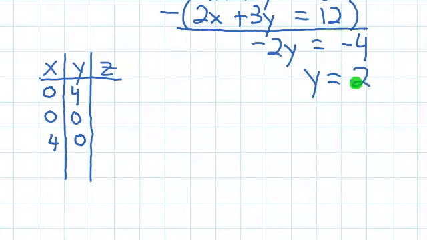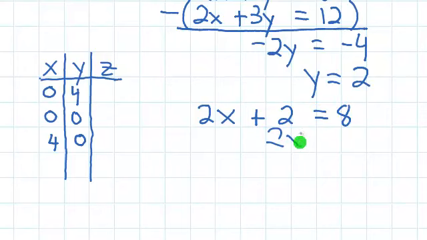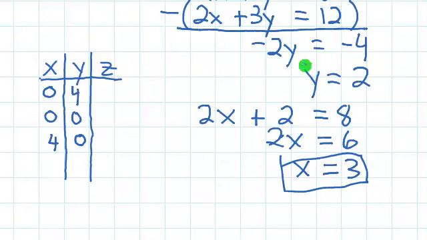Y equals 2. I'm going to take the 2 and plug it back into either equation. I'm going to use the first one. Putting the 2 in for the y gives me 2x plus 2 equals 8. 2x equals 6. x equals 3, right? So I get x equals 3, y equals 2, and my last point is 3, 2.